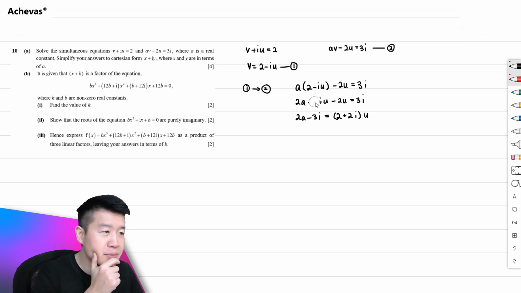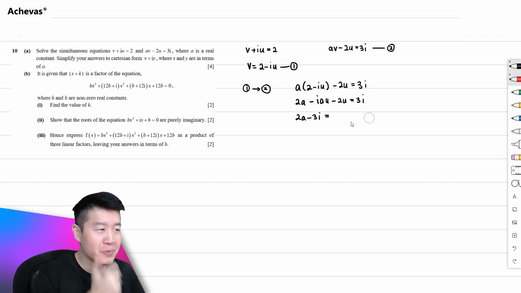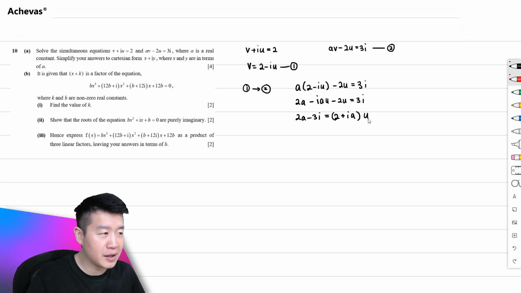Did I write wrong? Oh, it's not 2i. This is minus ia U. Okay, I'll write it this way. So this is going to be 2 plus ia multiplied by U. Okay, if I were to bring this over to the right hand side, so what is U? U is going to be equal to 2a minus 3i divided by 2 plus ia.